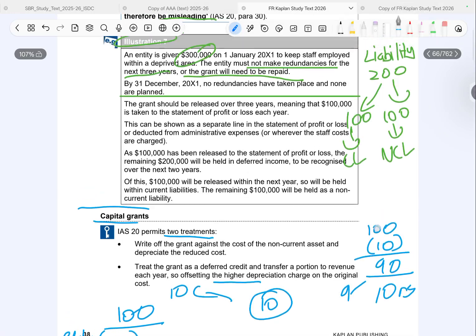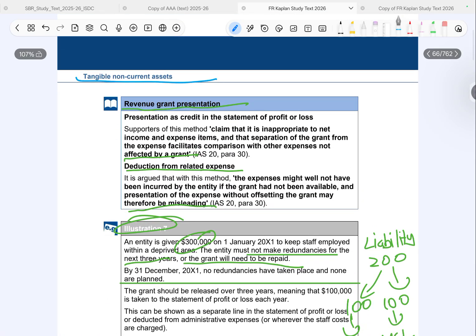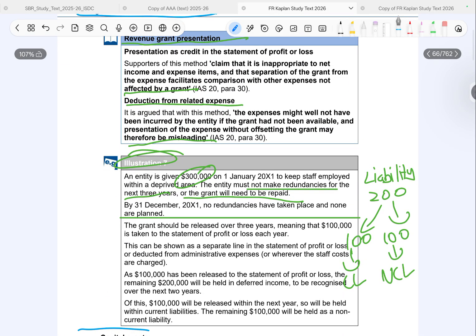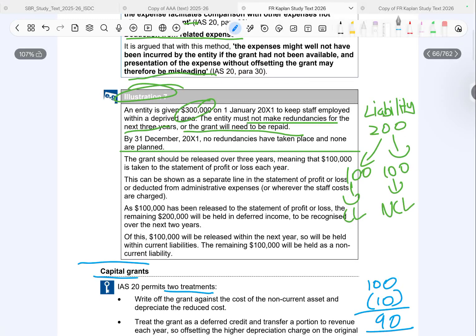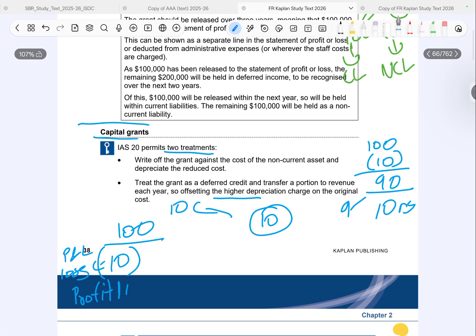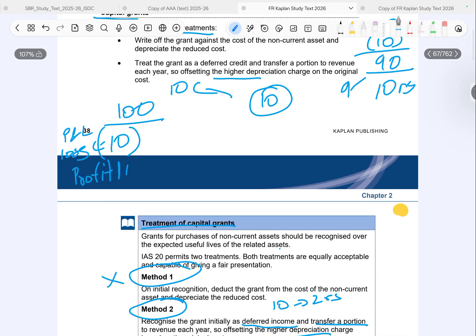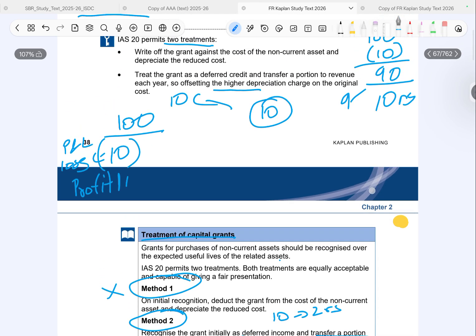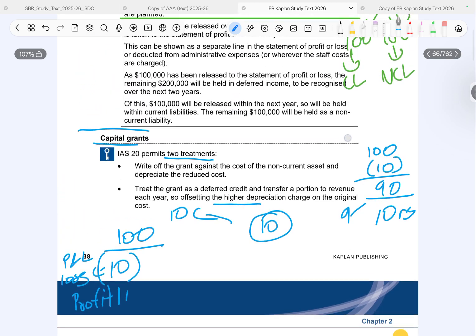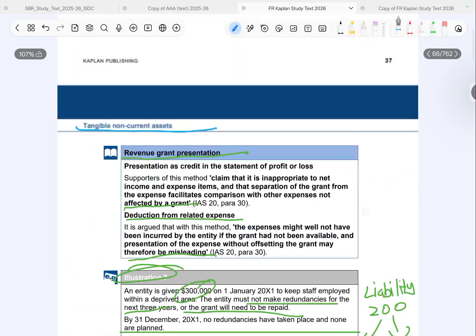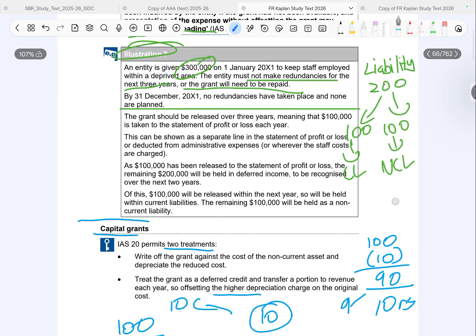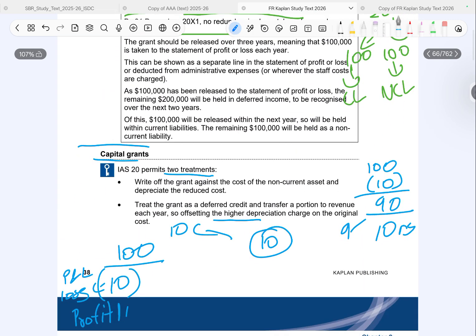So in this video we are going to be talking about chapter number 2, which is tangible non-current assets. If you can see, I've already done some markings over here because I already made a video, but I accidentally lost it. I clicked delete, so I have to record it again. So in the last video we were talking about revenue grants, and we had stopped over here, and we are going to be talking about capital grants for this video.